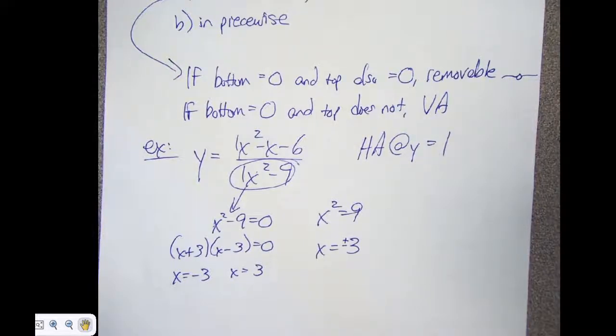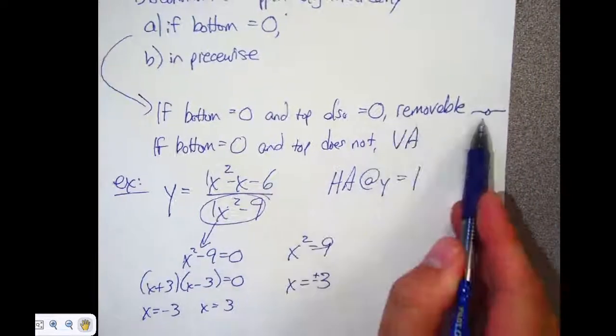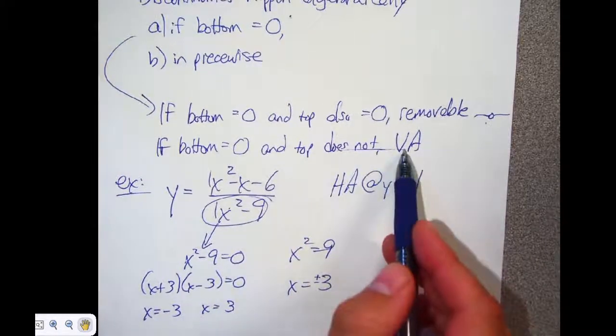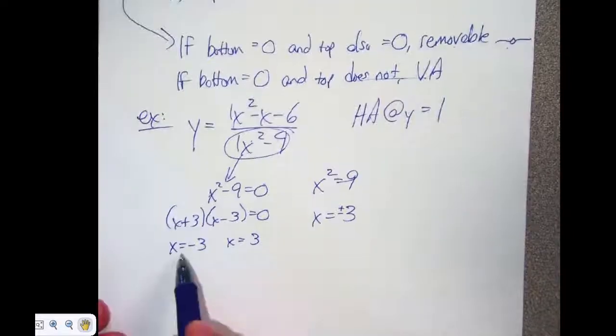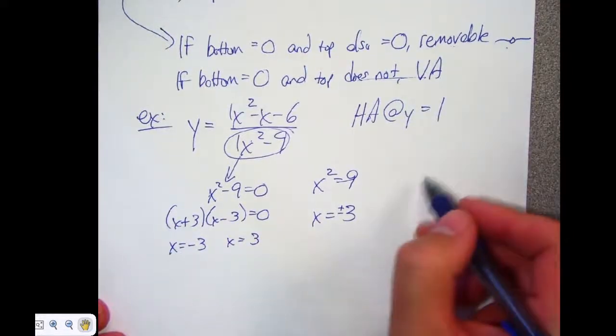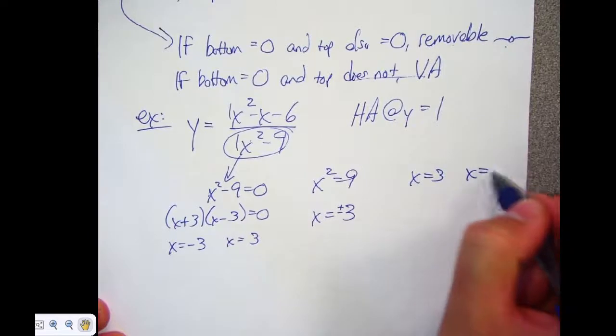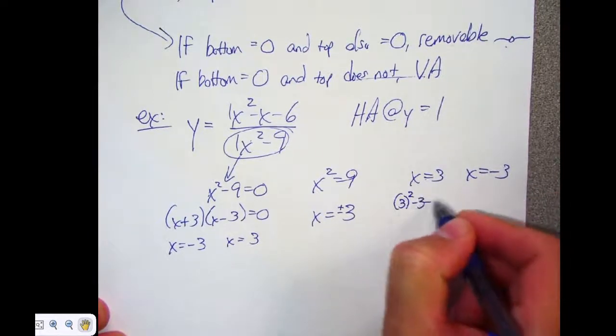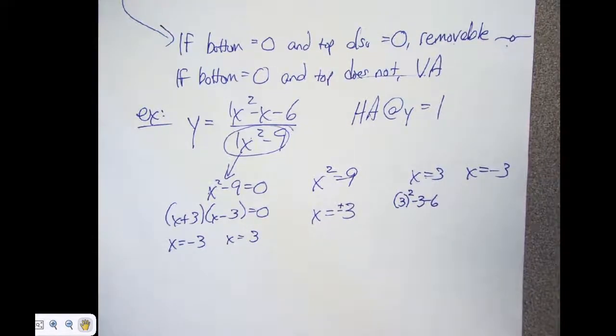So I'm going to take both of those, the 3 and the negative 3, and plug them back into the top. If when I plug into the top, I also get 0, that's removable. If when I plug that back into the top, I don't get 0, then that's a vertical asymptote. So let's take x equals 3, I'll just write over here. X equals 3, plug it into the top. 3 squared minus 3 minus 6. What is that?